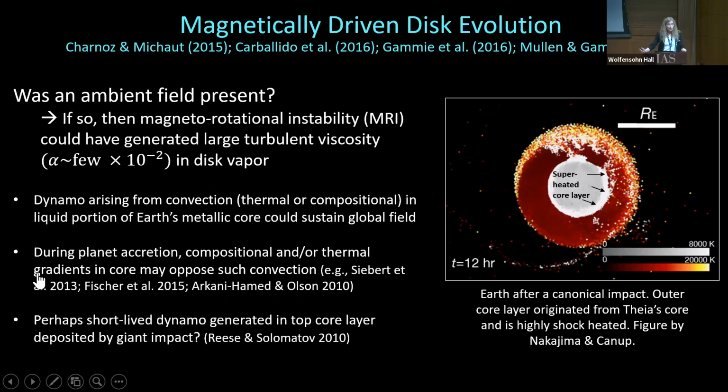Okay, so those traditional models have presumed that the vapor component of the disk was inviscid or had a very low viscosity. What if that's not true? In particular, could we have had an ambient magnetic field? Because we know that if we did, then MRI could power a very high viscosity and rapid spreading and perhaps mixing of the disk.